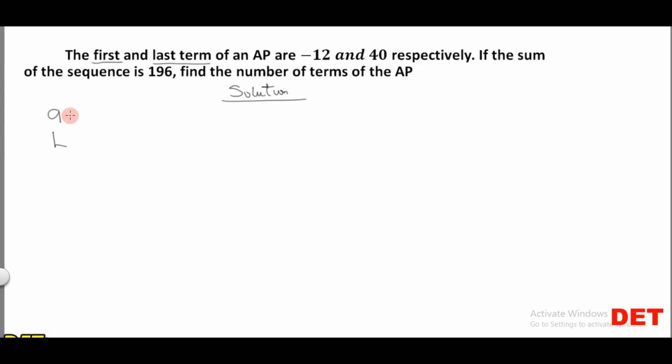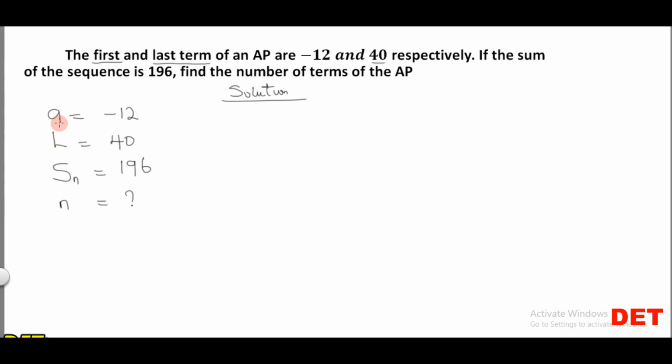So the first term is what? Minus 12. And the last term is what? 40. If the sum of the sequence, Sn, is equal to 196, find the number of terms of the AP. So what we're looking for here is the number of terms of this AP.